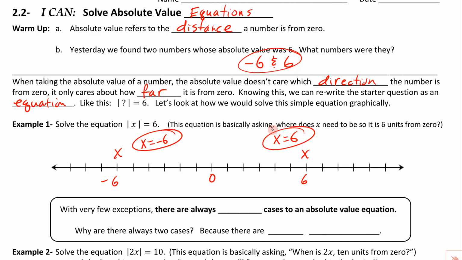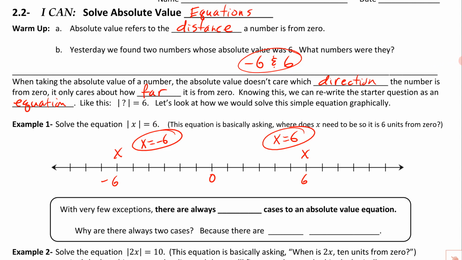And remember, the whole point of solving an equation is to get a number that makes the equation true. So if we were to put -6 right here, the absolute value of -6 is 6, so that would make the equation true. And if we were to put a 6 right there, the absolute value of 6 is +6, so that would make it true.